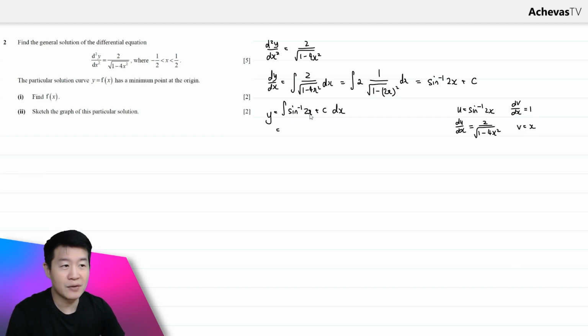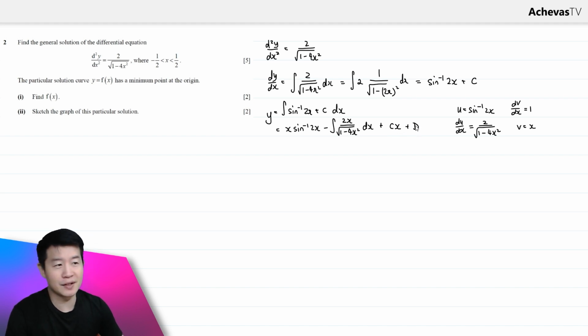So integration of sine inverse 2x will be uv. So we have x sine inverse of 2x minus integration of v du dx, which is going to give us 2x divided by square root of 1 minus 4x squared dx. Let's not forget about the plus c, which will become cx when I integrate this c. Let me just add in the arbitrary constant now, okay?